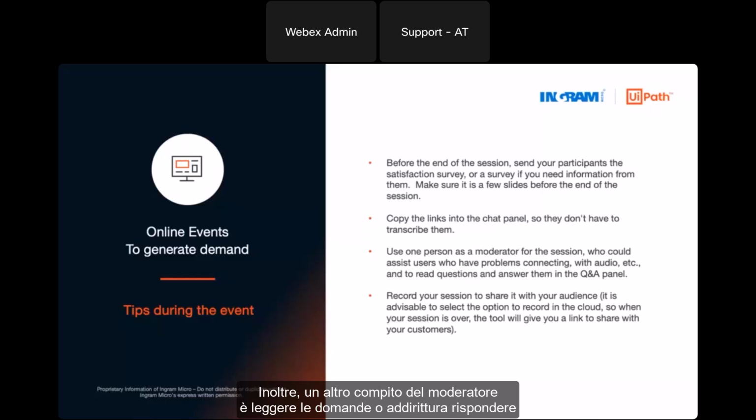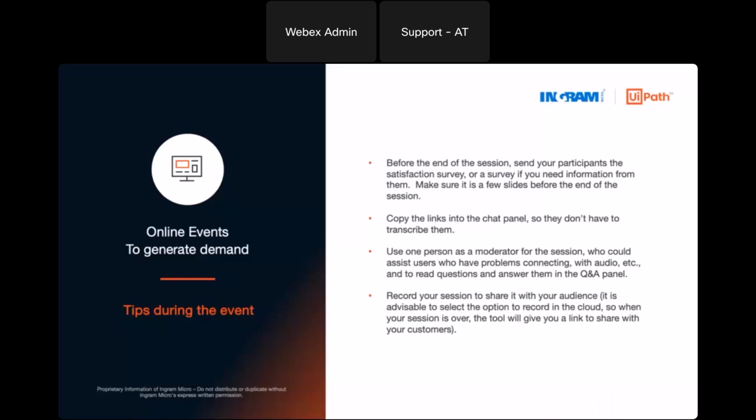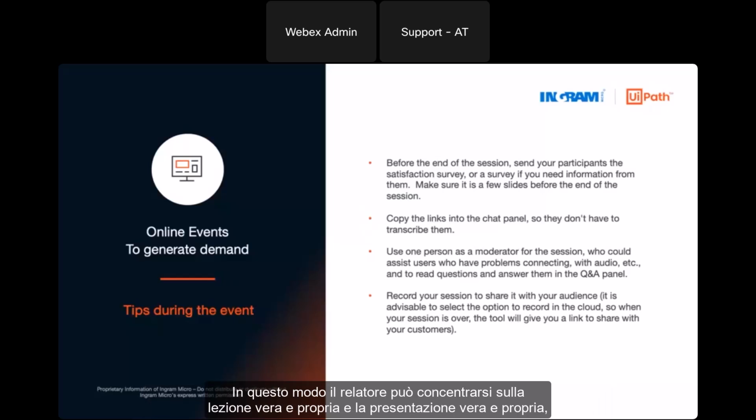And also, another role for the moderator is reading the questions or even answering the questions that may arise during the presentation through the Q&A panel or through the chat window. So that allows the speaker to focus on the actual lecture and the actual presentation, and you still have someone else to support or to assist your participants.